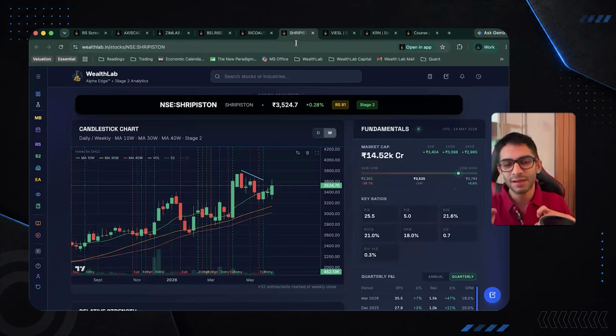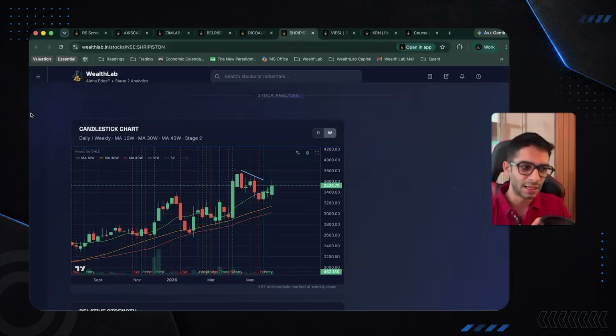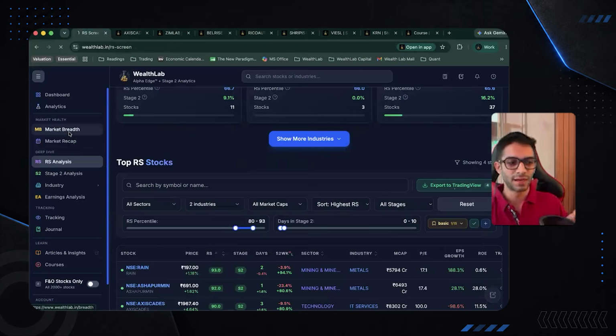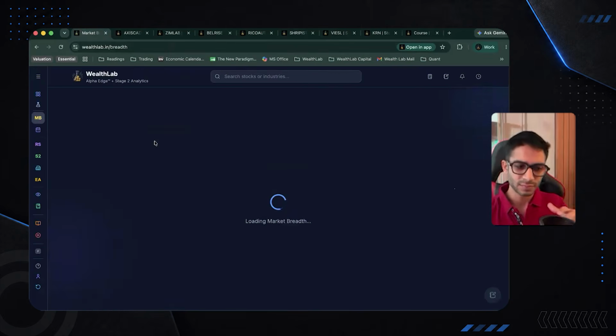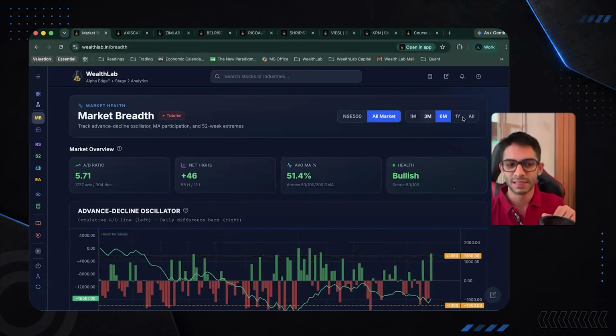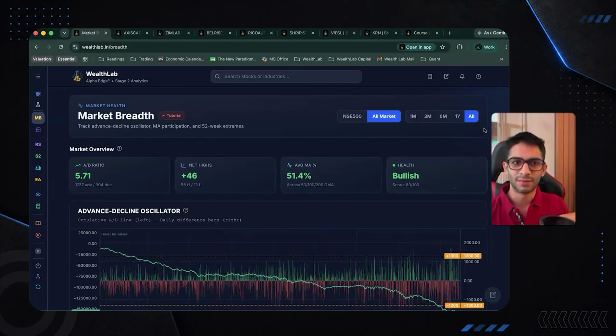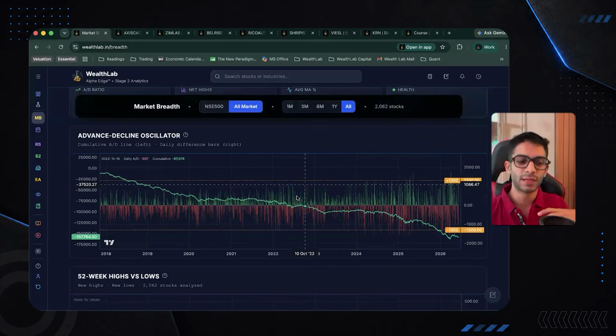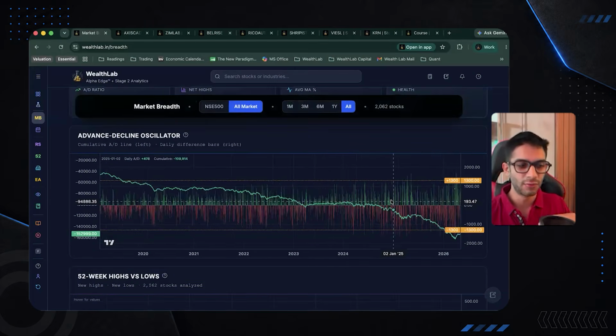It did not matter, because the environment was so optimistic that everything was going up. And especially to track this environment is why we have built the market breadth tool on Wealth Lab. And I will tell you how I look at environment this way. This will answer a lot of questions on which phase we are in the market right now. So I'll click on all market instead of NSE 500 and click on all time. We have 10 years of data at Wealth Lab.